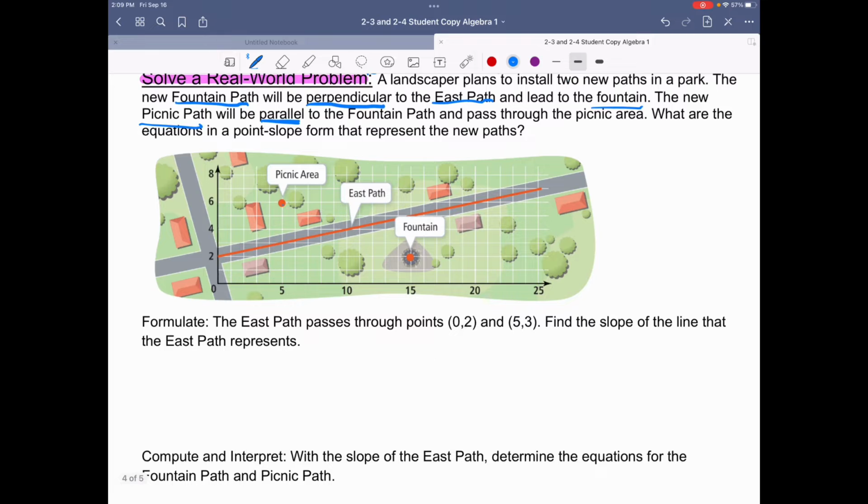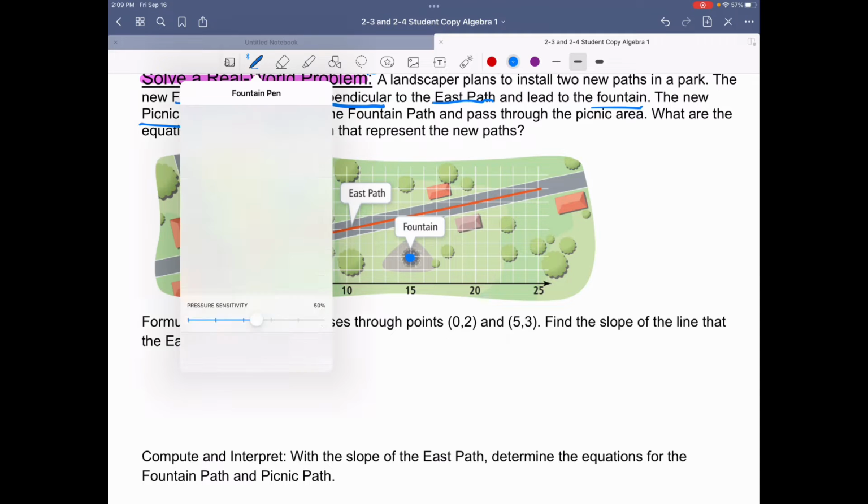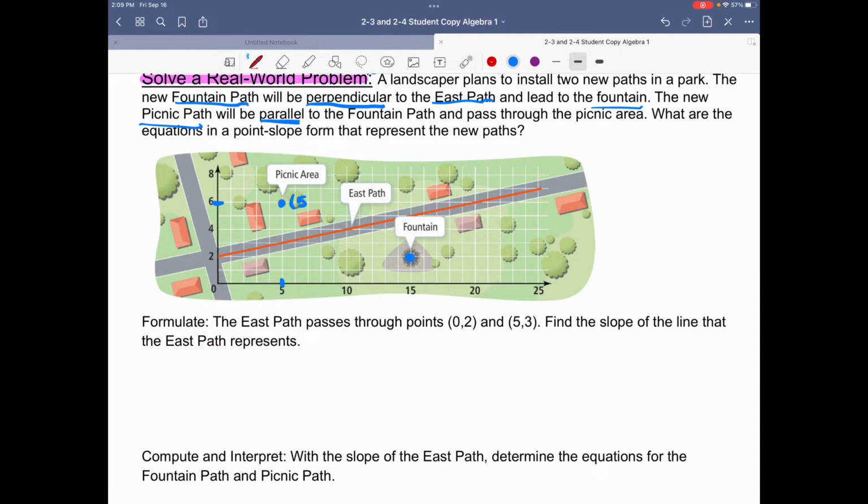First, we will need to find the points for the picnic area and for the fountain area. So for the picnic area, we have here 5, 6. Picnic area is 5, 6 for the coordinates, and for the fountain, we have 15, 2. So the coordinate for that is 15, 2.